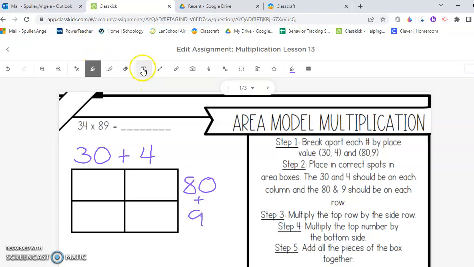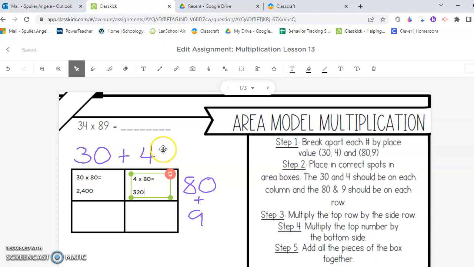Let's get our text box out. Let's say 30 times 80 equals, because the 30 comes down, 80 comes over. Well, 3 times 8 is 24. Add 2 zeros. And I'm going to go back and put my comma in. All right, now let's do the next one. 4 times 80 equals, well, 4 times 8 is 32, add 1 zero.